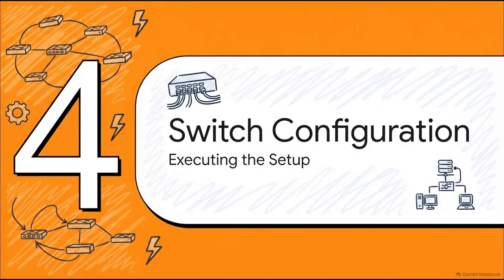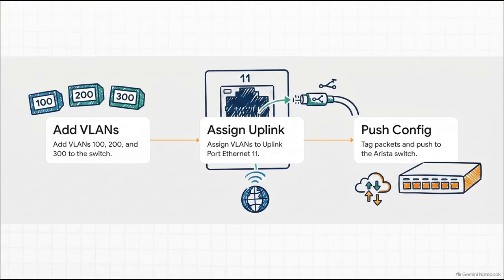All right, Section 4, executing the switch configuration. This is where the magic of SCC's network provisioning wizard truly shines. It turns that theoretical blueprint into a live environment, and the process is remarkably simple. Step 1, you just input those VLANs, 100, 200, and 300, into the system.